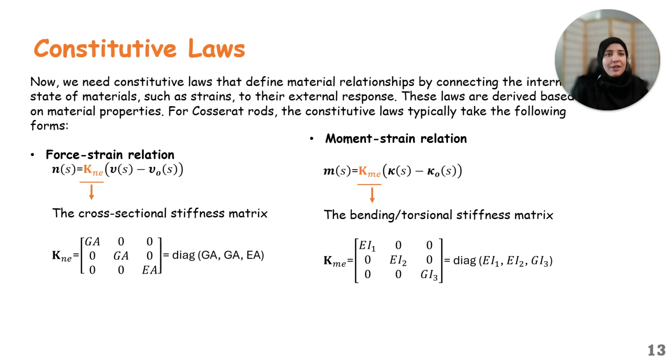The force-strain relation says that the internal force at point s equals the cross-sectional stiffness matrix multiplied by the difference of the current and the reference linear strain at that point. The moment-strain relation says that the internal moment at point s equals the bending torsional stiffness matrix multiplied by the difference of the current and the reference angular strain at point s. And here the stiffness matrices are defined as you can see here.